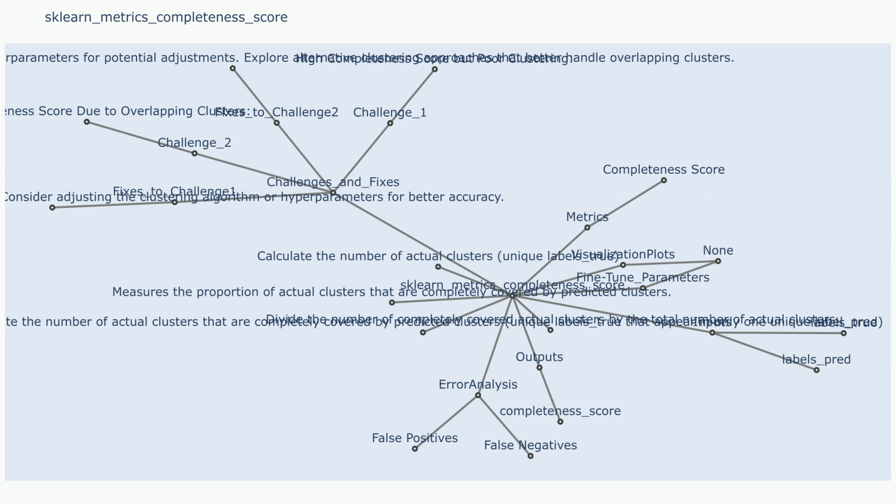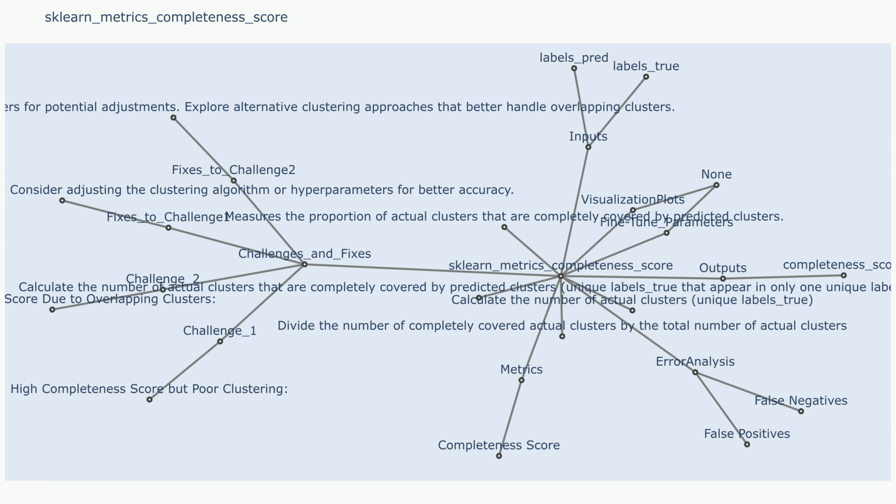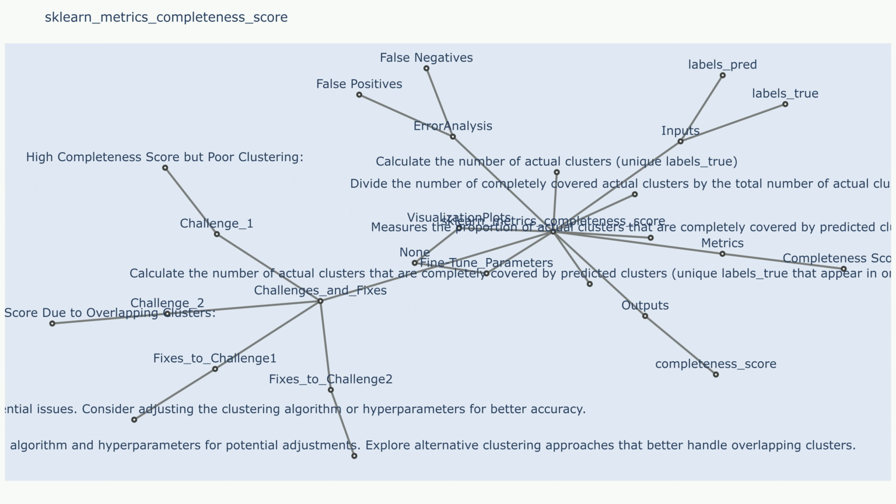Steps: calculate the number of data points in each ground truth cluster. For each ground truth cluster, count the number of data points that are also assigned to the same predicted cluster. Divide the count from step 2 by the count from step 1 for each ground truth cluster. Calculate the average of the scores from step 3 across all ground truth clusters.